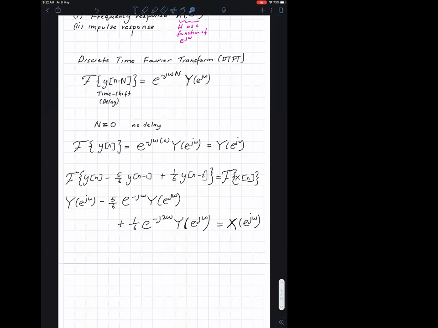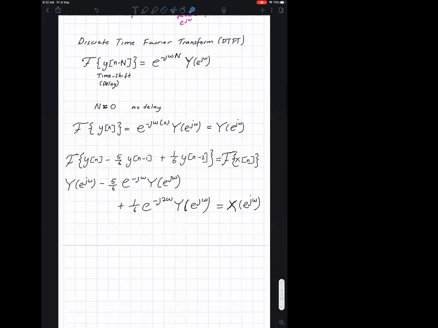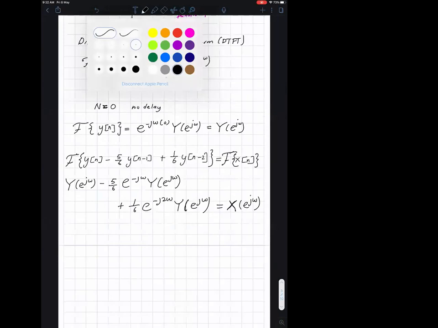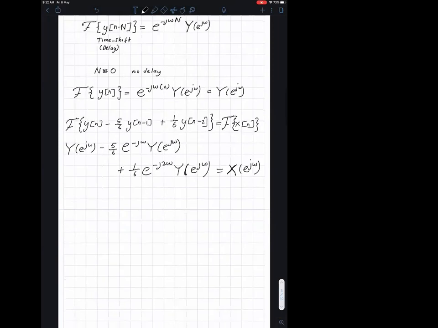Next, you know what to do, right? The same as what we did for the continuous time domain differential equation. Next, what we do, we factor out the e to the j omega.